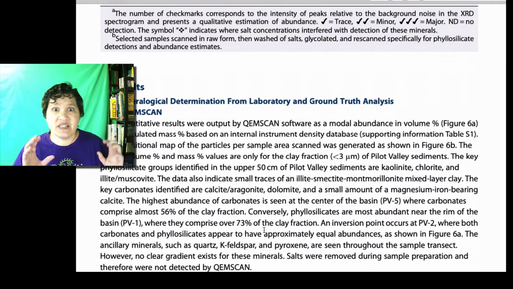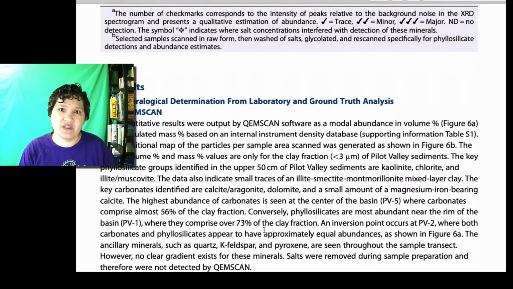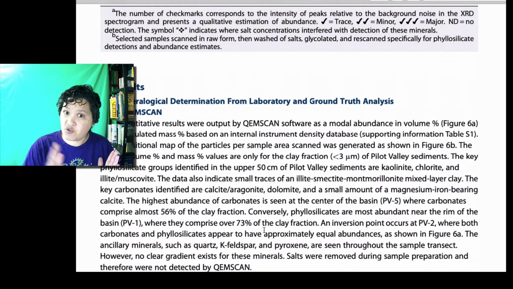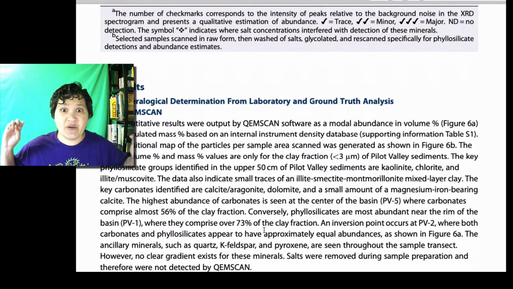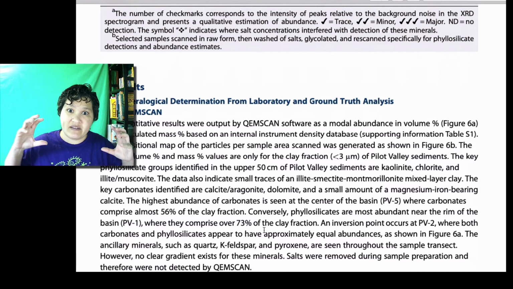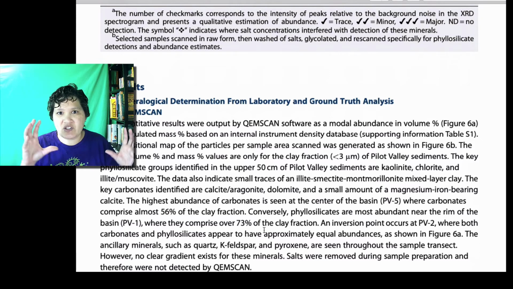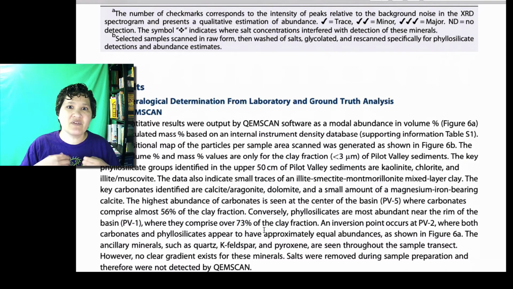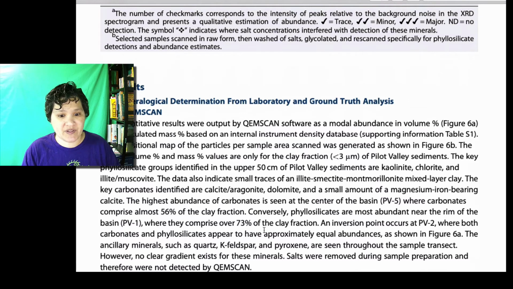Phyllosilicates are a class of minerals. In the graph, we were looking at individual minerals. So they were saying, okay, now let's take all of those things and clump them into groups. 73% of what we saw at PV1 were phyllosilicates. It's summing up the graph in a way that interprets it and makes it easier to understand.